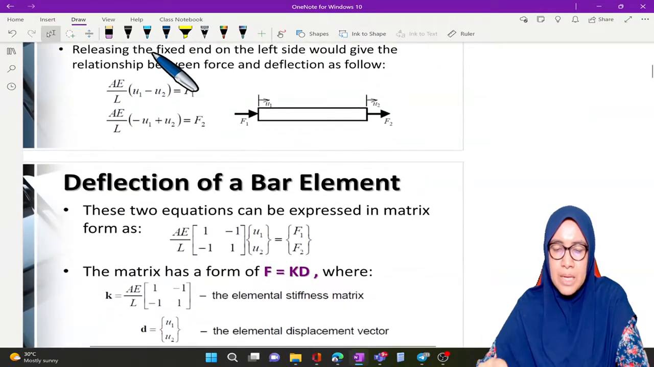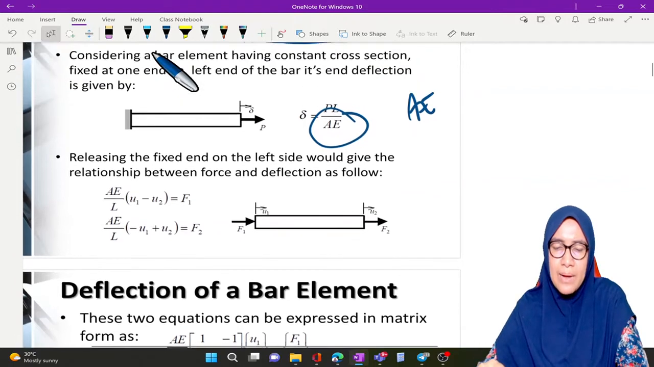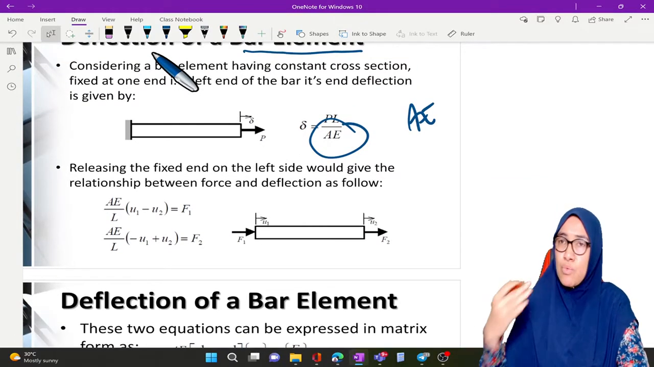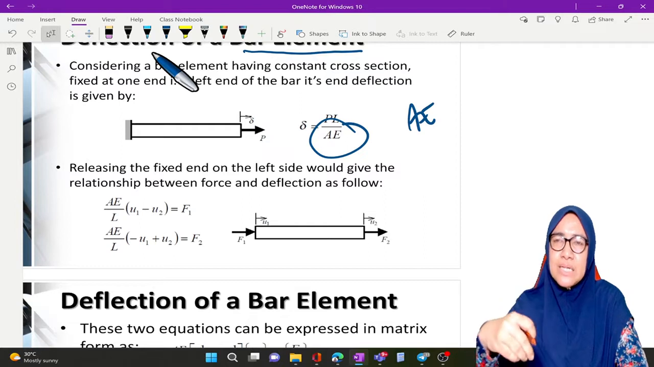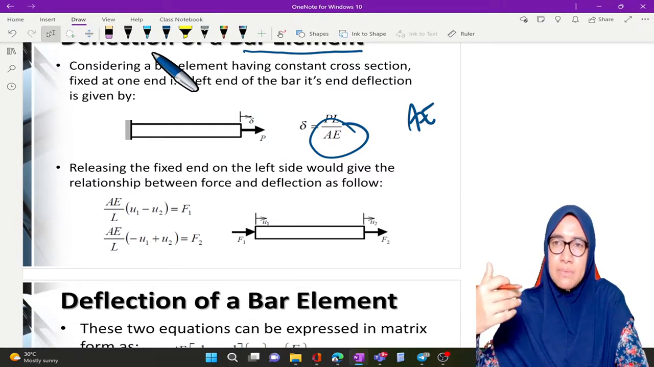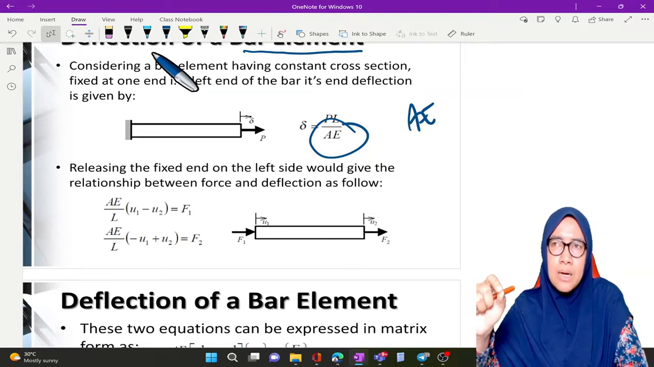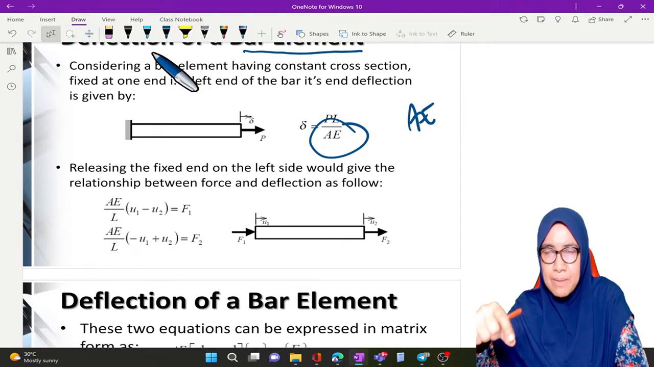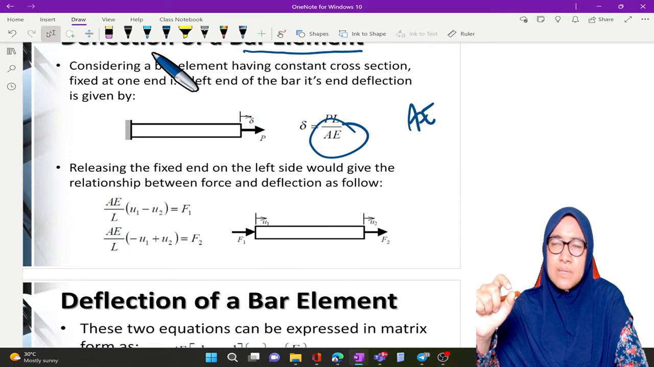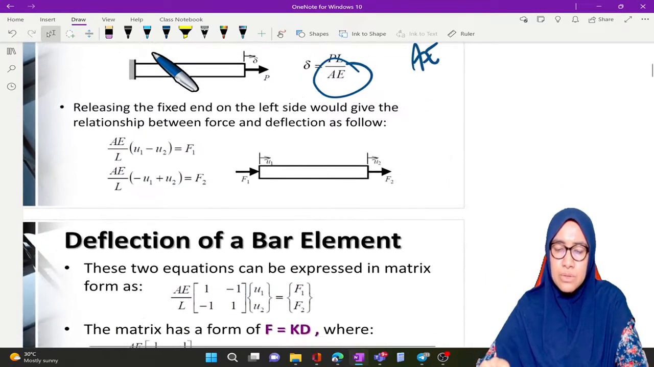I just want to highlight some important things before we move straight away to truss, because the element in a truss is called a bar. Some elements in a truss are also called a strut, but normally we use bar because a bar has axial rigidity, the same element as in a truss member.